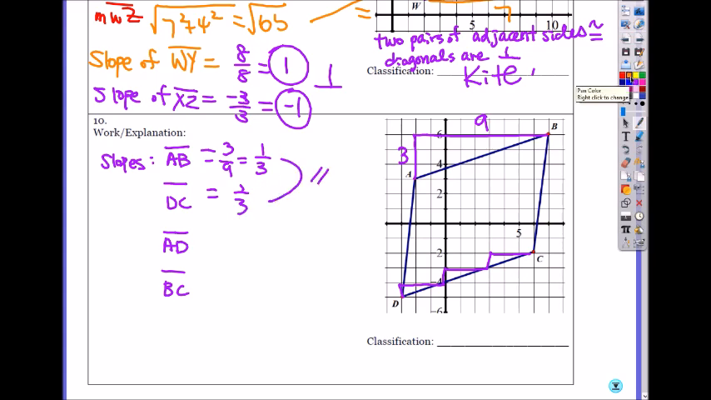What about DA? Always go from left to right. So it's going up 8 over 1, which is 8. Here, also 8 over 1. So it is the same slope, so these two are parallel. So now, what type of parallelogram is it? It could be just a parallelogram or a rhombus, right? So now let's find the length of each side.